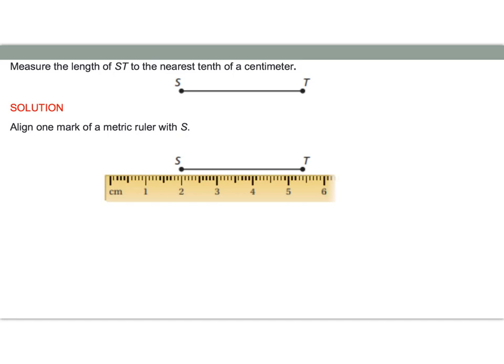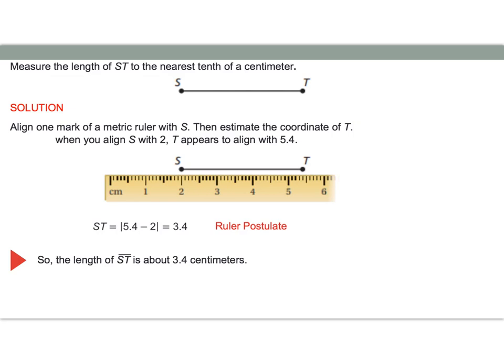So if I want to find the distance between S and T, I have to take the absolute value of the difference, or in other words, the absolute value of 5.4 minus 2, and that's going to give me 3.4. So I know the length of line segment ST is going to be 3.4 centimeters.